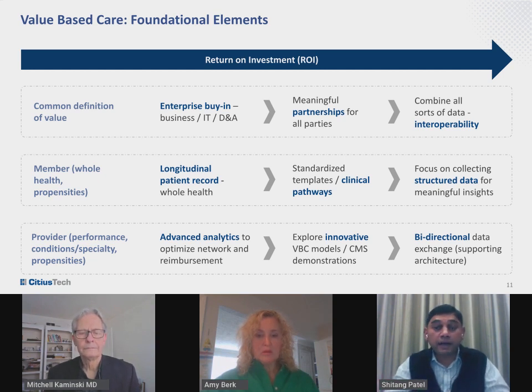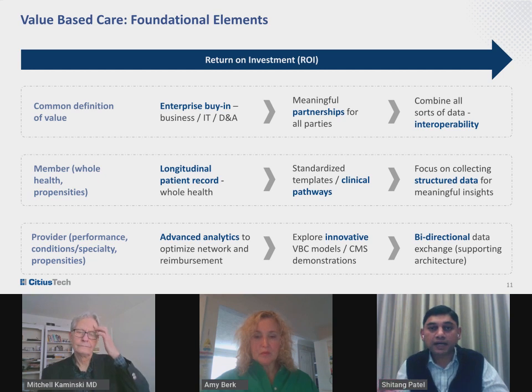So interoperability obviously comes into play. And in the member layer, you see, obviously it starts with a longitudinal record. Again, against whole health, all aspects of the person need to be incorporated in that longitudinal record. Then once you segment that population and that membership, then creating those clinical pathways. And this becomes a little tricky because you want to standardize them to a degree, but at the same time, they need to be individualized as well. So it's a very tricky balance, and we'll talk about that a little bit more in the path forward.